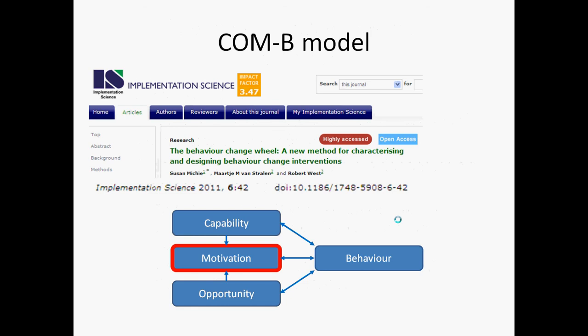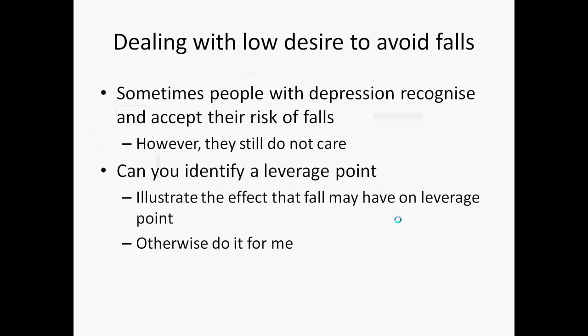When it comes to motivating patients to perform activities, the COM-B model that I discussed in Framework 4 as being a way to understand why staff perform certain activities and not others can also be applied to patients. And for some patients, the motivation to avoid falls is very low. So in dealing with patients who have a very low desire to avoid falls, again, this may be related to depression or other mood disturbances that the patient might be experiencing.